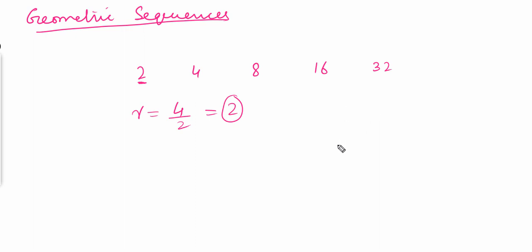Now, in order to find the nth term of this geometric sequence, we have the formula that says an equals a1 times r to the power of n minus 1. So the nth term is equal to the first term times the common ratio to the power of n minus 1. Let's suppose we want to find the 10th term of this sequence. So my n will be equal to 10.